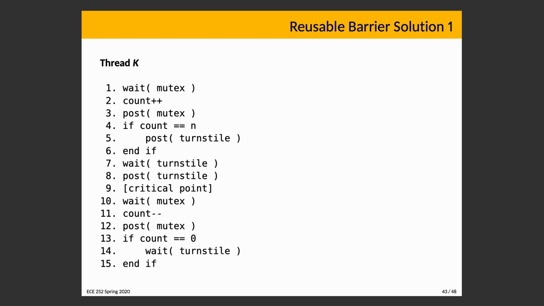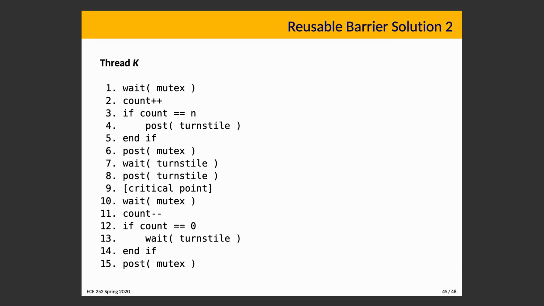The same kind of problem could occur at line 13, where if the second last thread does post on mutex on line 12, and then there's a thread switch, then 2 threads could call wait on turnstile at the end. That would actually be a bigger problem, because a thread could get blocked if they were the second one to do wait at line 14, and we're not okay with that, so we need to fix that.